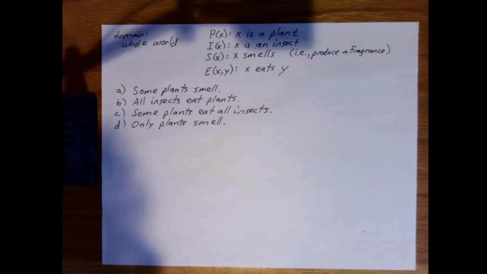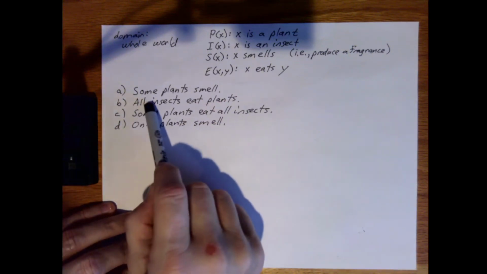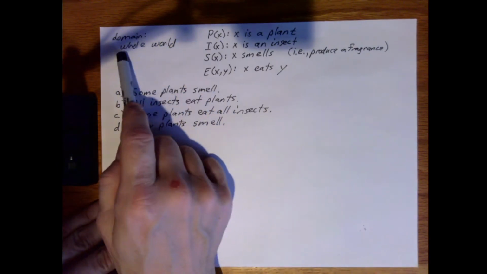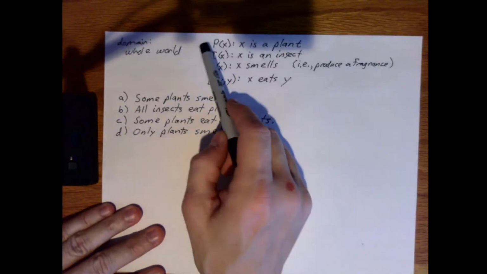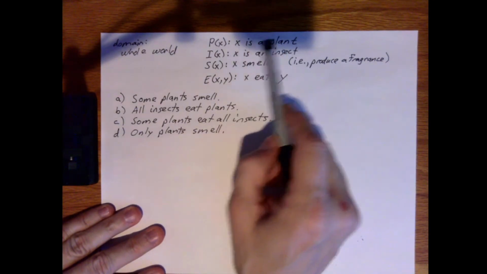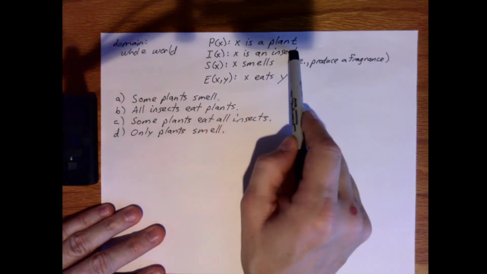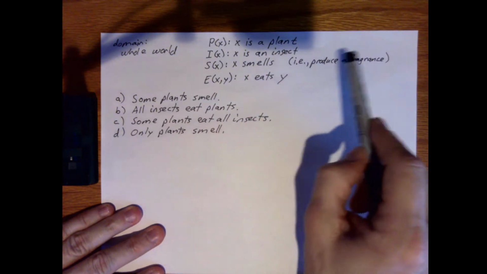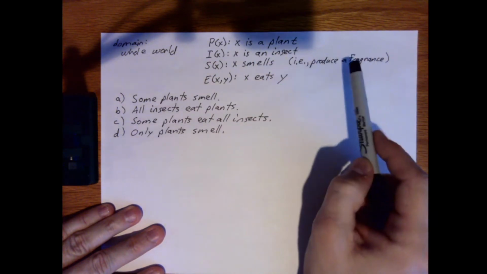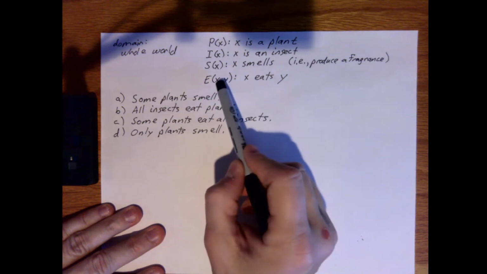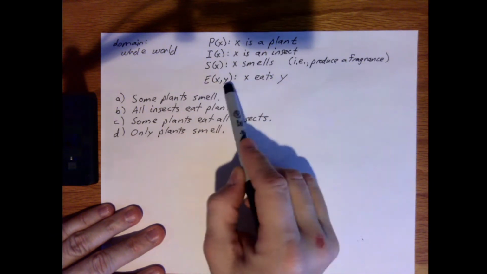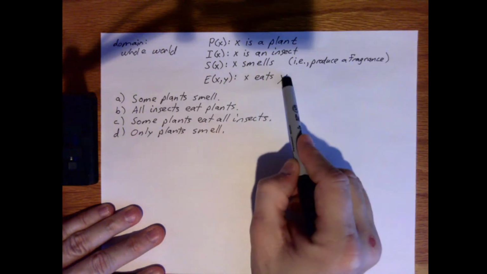Let's work another problem where we take some English sentences and represent them using predicate logic. So our domain is the whole world. P of x means x is a plant. I of x is an insect. S of x is x smells, and by that I mean it produces a smell or a fragrance. And E of x and y, now we have two things being used here, represents x eats y.